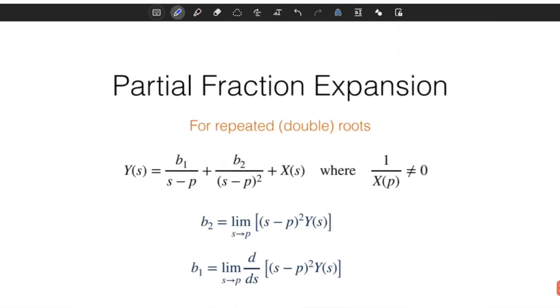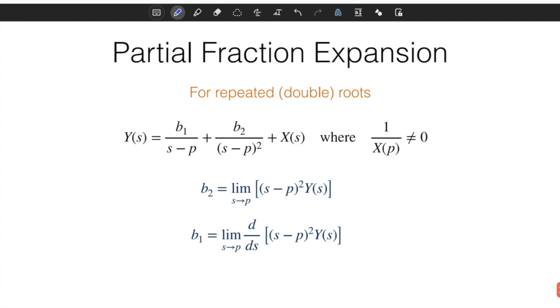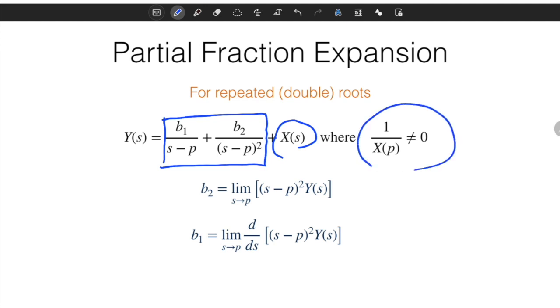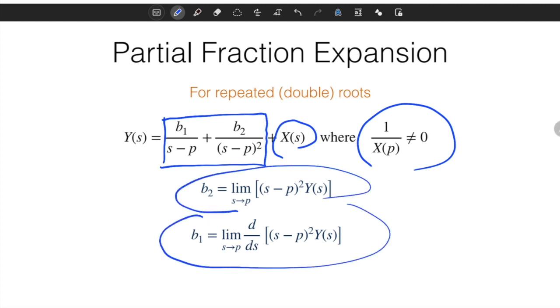So let's generalize and look at the case. If we have a repeated root, which means that in the partial fraction expansion I have two components associated with p: b1 divided by s minus p, the first order part, and the second order part, b2 divided by (s minus p) squared. I should have other remaining terms, but I know that x of s doesn't have a pole or root at s equal to p, so x of p cannot be equal to 0. If that is the case, I have an isolated repeated root and I compute b2 and b1 easily using these residue theorem based formulas.